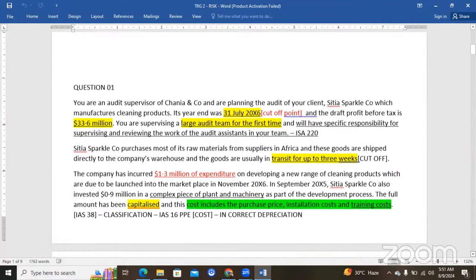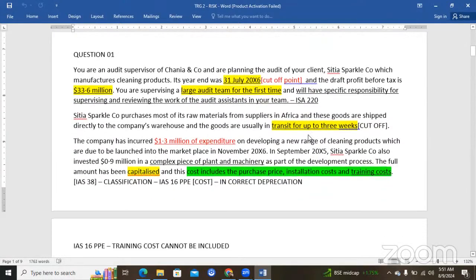So next one, if I move. If you look at these things, right? The first one is cutoff, a complex transaction. Second one is IAS 38, that is also a complex transaction standard. Third one is IAS 16 property, plant and equipment, that is also a standard problem.